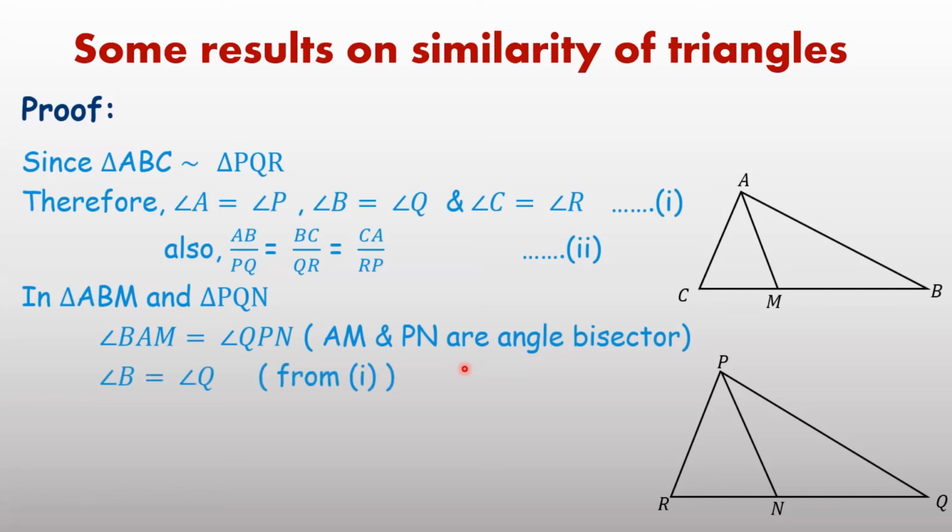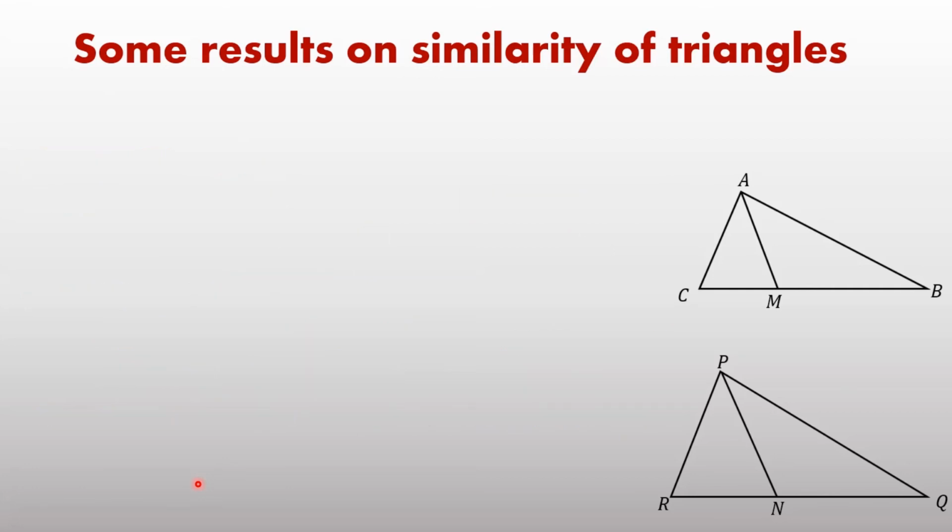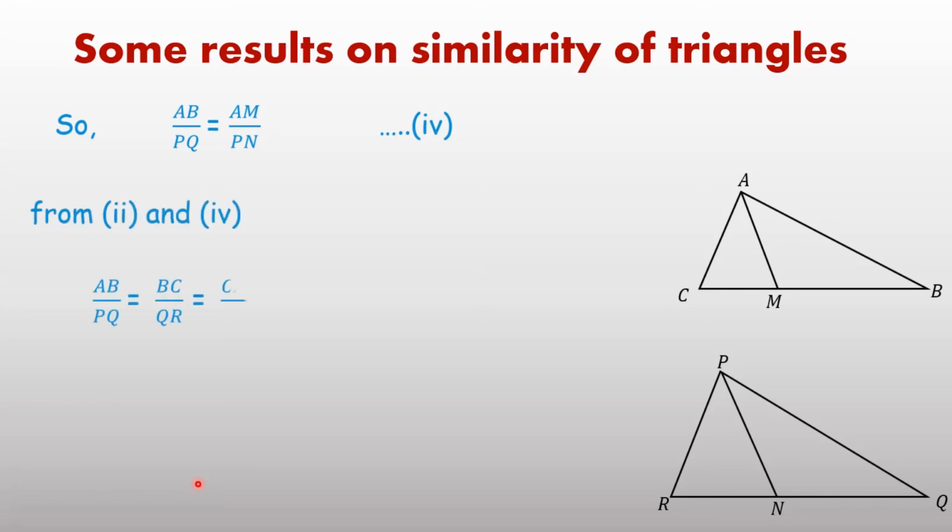And angle B equal to angle Q, it is given in the question. Therefore again both triangles are similar, and if triangles are similar, then corresponding sides are in the same ratio, meaning AB upon PQ equal to AM upon PN. Then from second and fourth, we can write the result AB upon PQ equal to BC upon QR equal to CA upon RP, which is equal to AM upon PN. Here AM and PN are angle bisectors, because AM upon PN is equal to AB upon PQ from the fourth given.